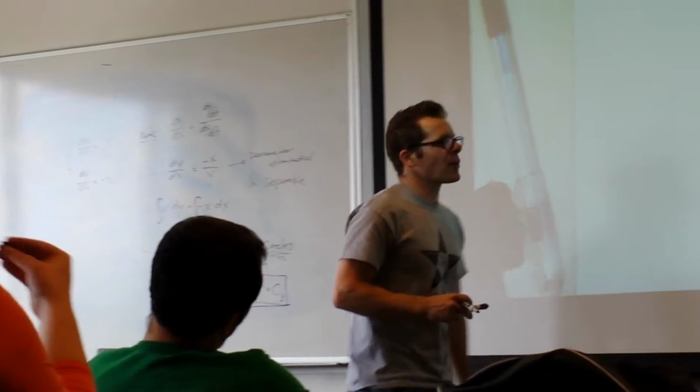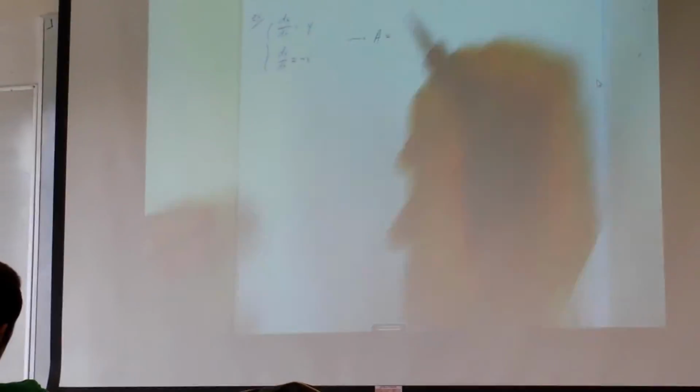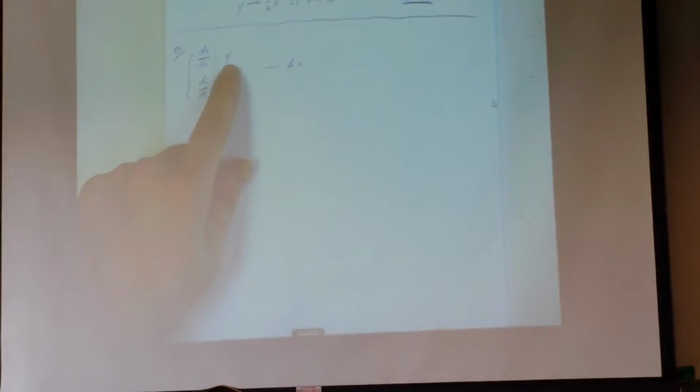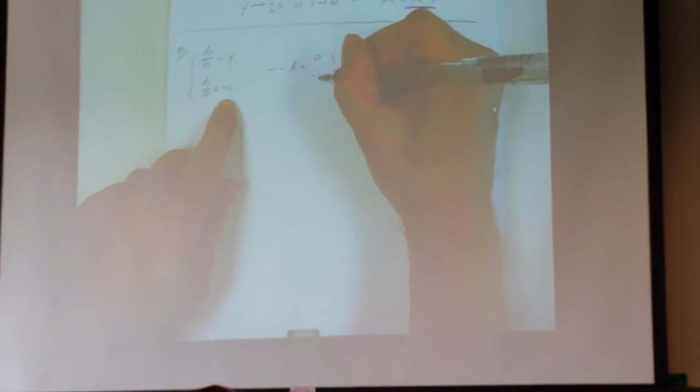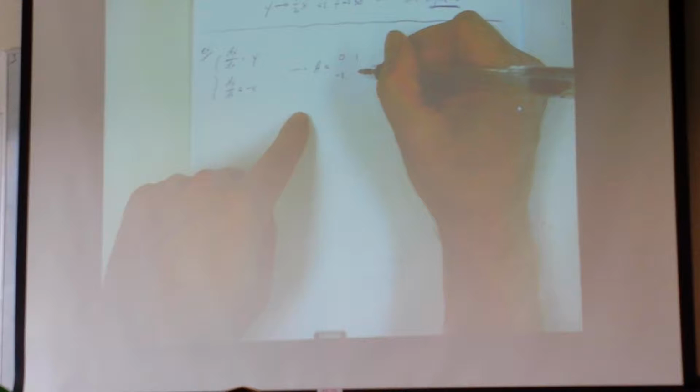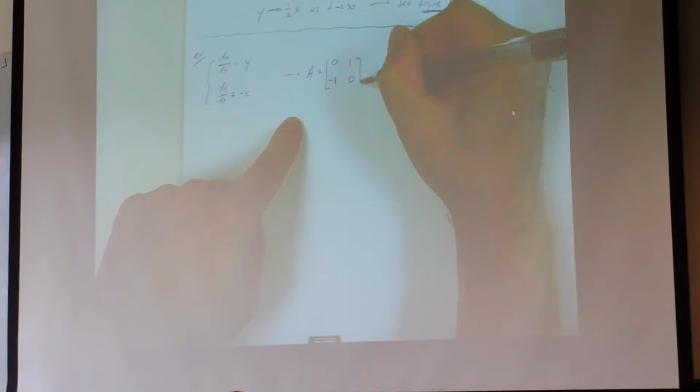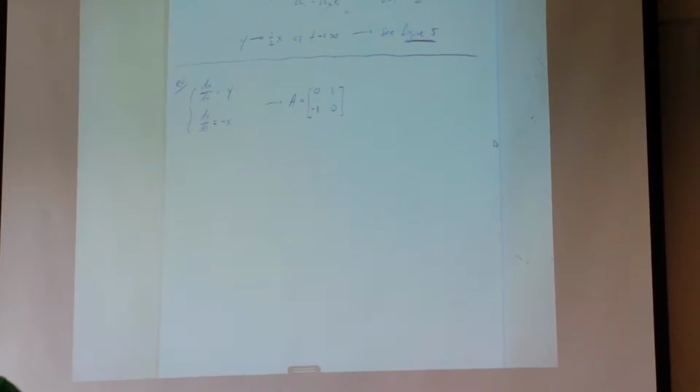Let's go the eigenvalue route. Get some more practice. All right, so what would be the coefficient matrix? Kind of weird because 0x plus 1y. So it would be 0, 1, and this would be negative 1x plus 0y, so the next row is negative 1, 0. So that would be the coefficient matrix.